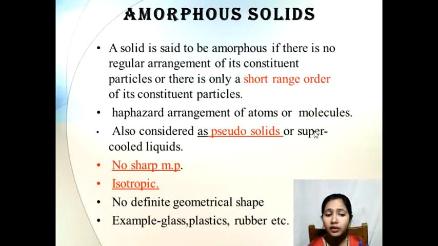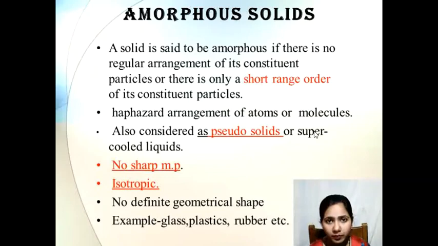They do not have a sharp melting point. Now, in crystalline solids, we have seen that they have a sharp melting point, whereas amorphous solids do not. They melt over a range of temperature. Like plastic or rubber, which gets melted in a range of temperature, between 100 to 150 degrees Celsius or 150 to 160 degrees Celsius. So this is a range of temperature. So they do not have a sharp or fixed melting point.